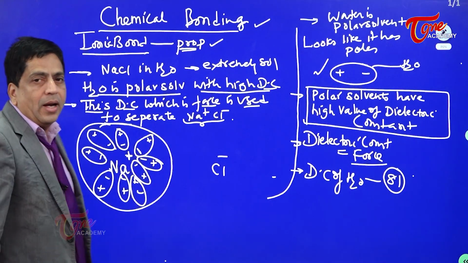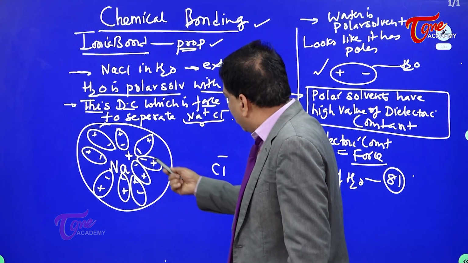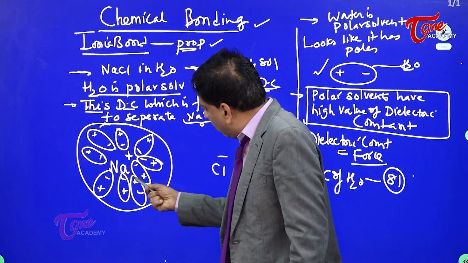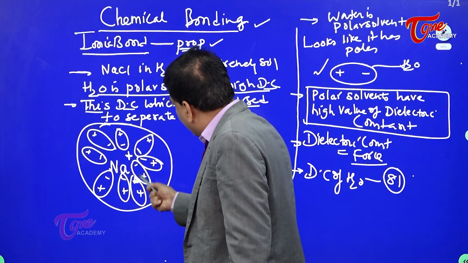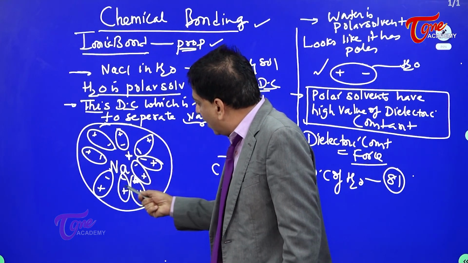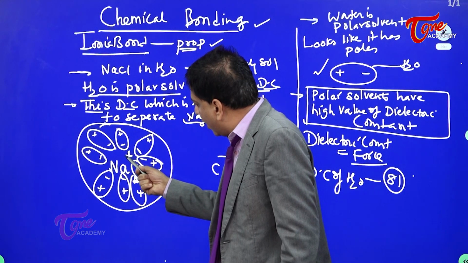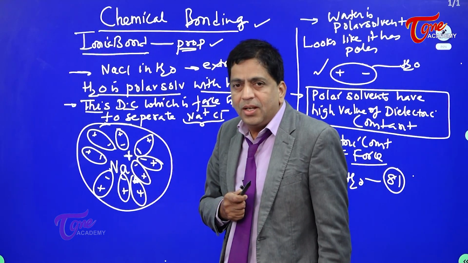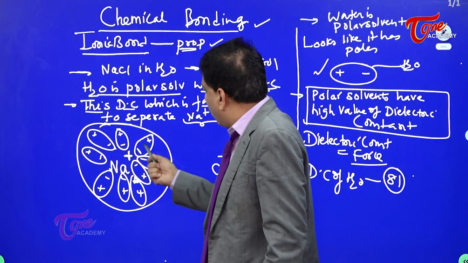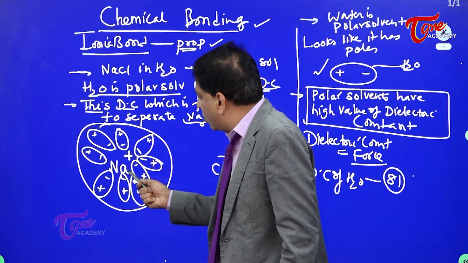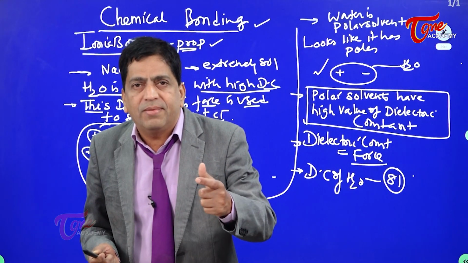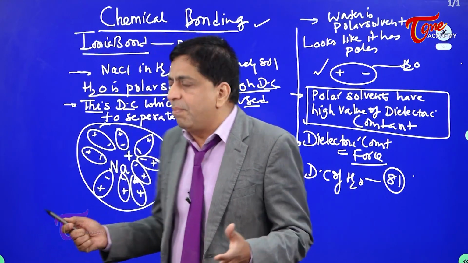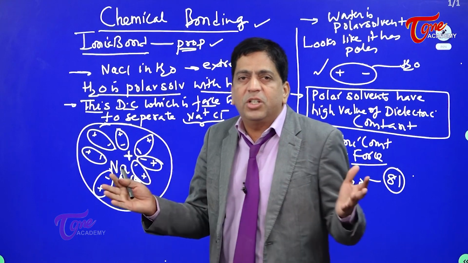And now what happens? All these negatives, remember, are destroying this positive charge. So simply speaking, the water molecules have surrounded this sodium ion with their negative tail pointing towards the positive. Then what happens? The positive ion gets diminished, destroyed.